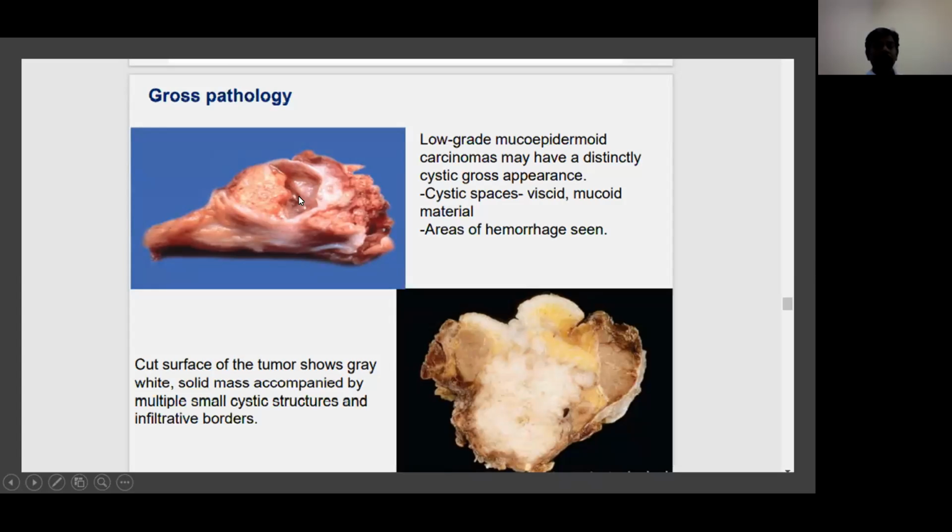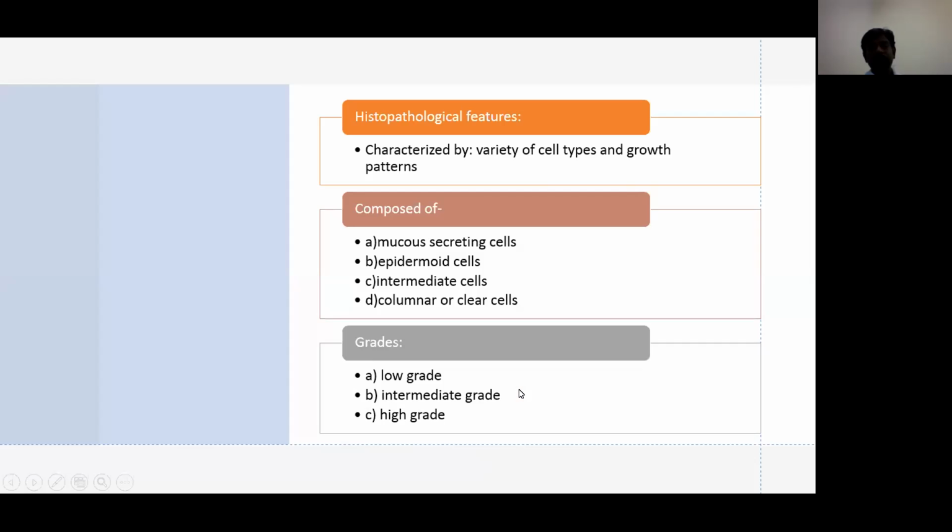Low grade will have this kind of cystic area with some solid areas, and high grade will have this kind of tumors with invasive borders with a solid cut surface. Okay. So histopathological features, basically they have a variety of cell types and growth patterns. You need to identify mucus secreting cells, otherwise known as mucophages, and epidermoid cells like the squamous cells, and the intermediate cells, that is also a type of squamous cell only, and the columnar or clear cell. All these types of cells will be seen in mucoepidermoid carcinoma.